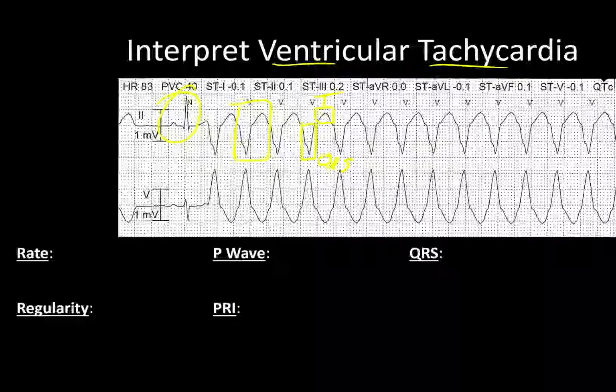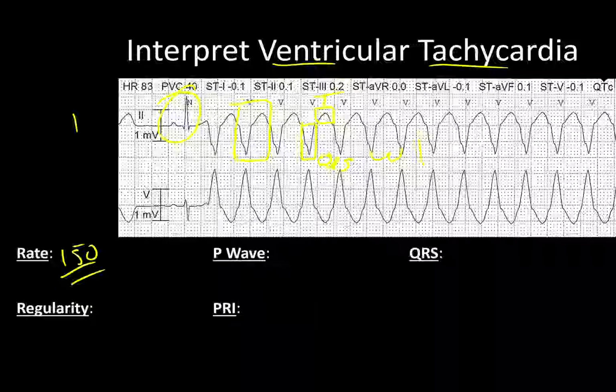And look at how fast it is. You know, we're looking at 300, 150, so we've got a heart rate of about 150 or so. So it's fairly fast, but just look at how these teeth go up and down and up and down. That's really what makes VTAC VTAC. It's big, it's wide, and the patient probably doesn't have a pulse. So keep all those things in mind. We'll talk about what to do about VTAC next.